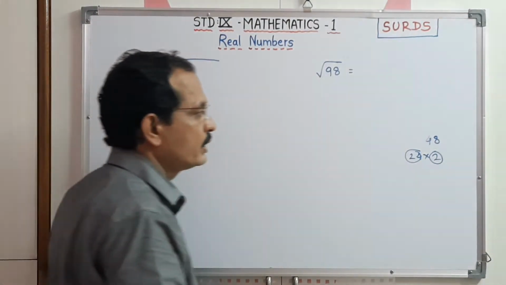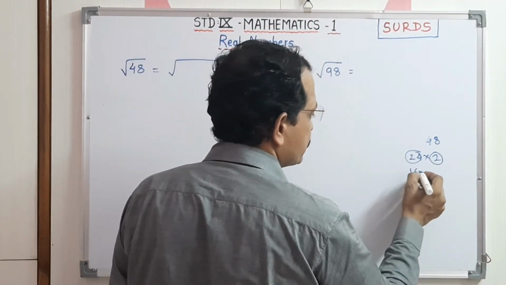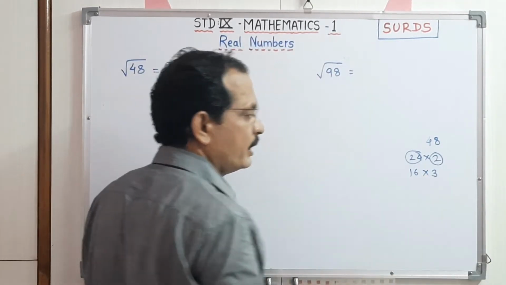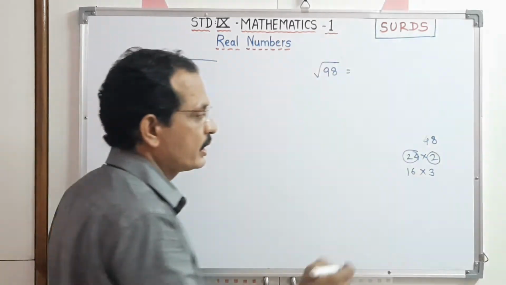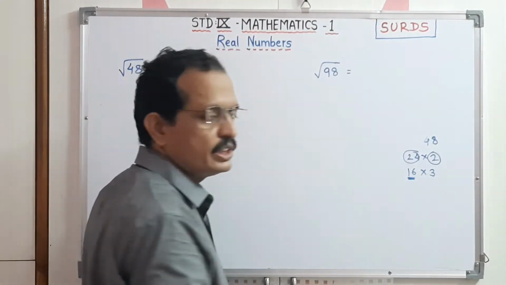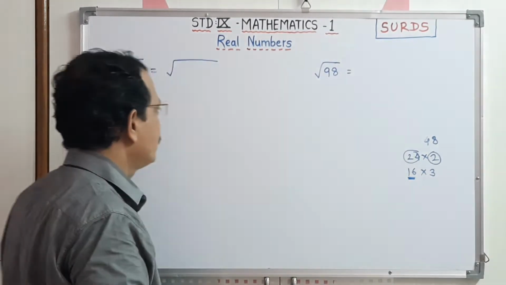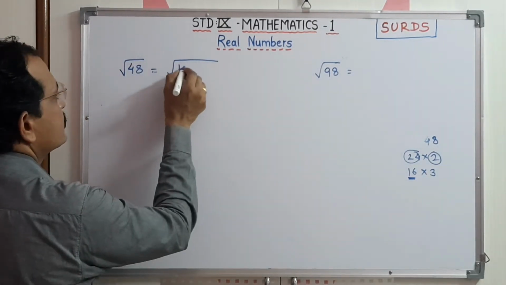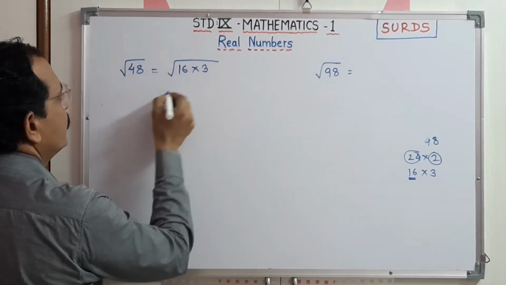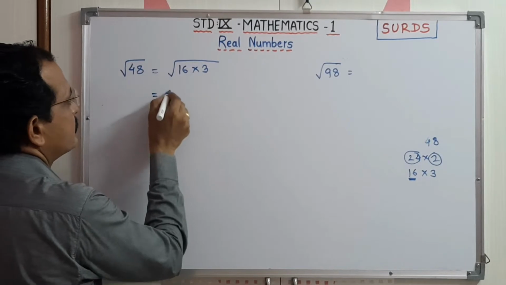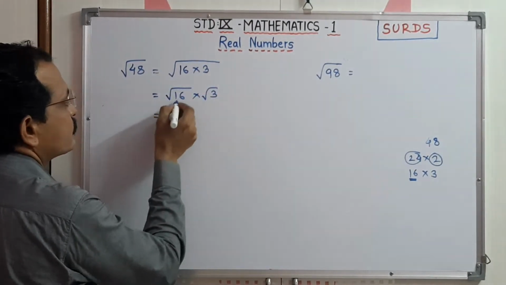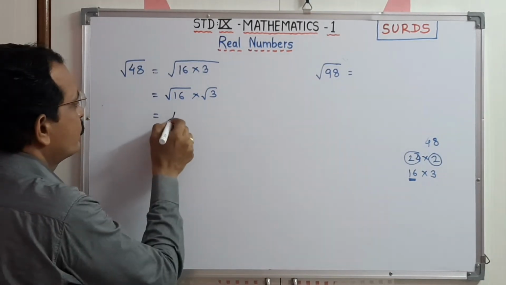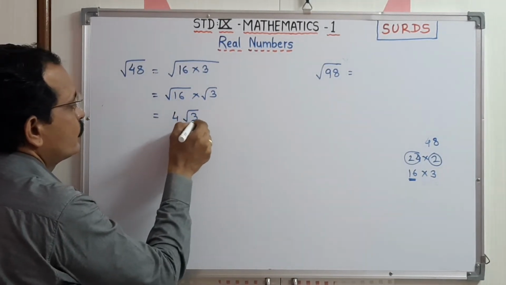Then we have to take the other one, it is 16 threes. 16 threes is 48. Then we can factorize this 16. 16 is a perfect square. Got it? Therefore we can write here 16 into 3. Now we write it separately like this, root 16 into root 3. Then the square root of 16 is 4, and here it is root 3.